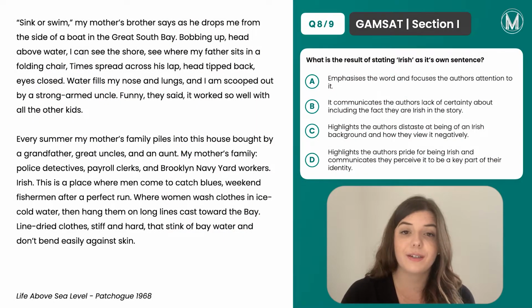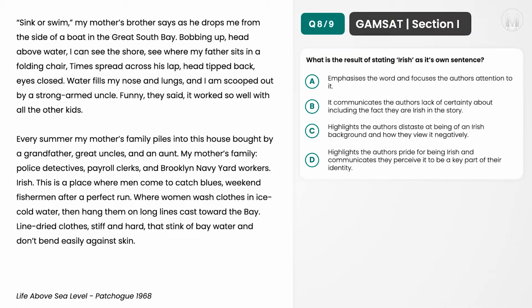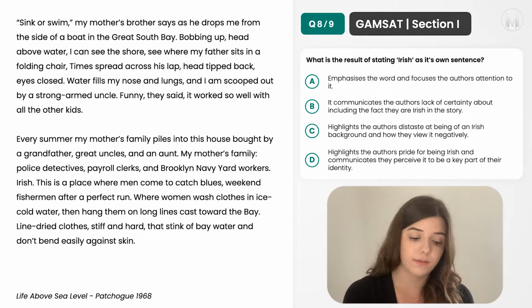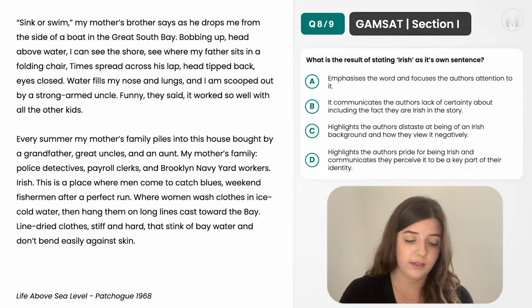Now, moving on to question 8. Again, if you'd like to pause the video and have a go at this question. Question 8 asks us about the result of stating Irish as its own sentence. So we see that that is in paragraph 2 here. So we know now that we're just going to be focusing on paragraph 2. If we look, he's describing his mother's family: "My mother's family, police detectives, payroll clerks, and Brooklyn Navy Yard workers. Irish."